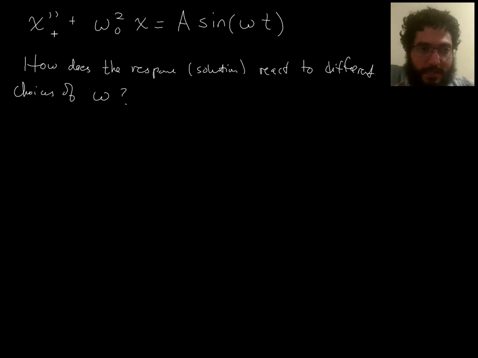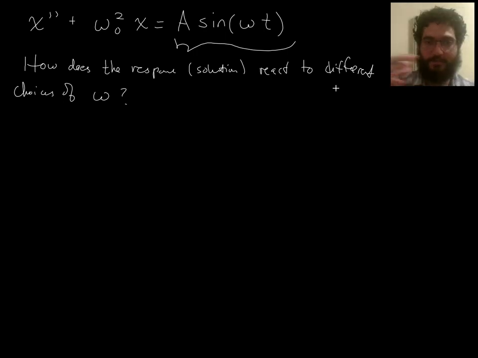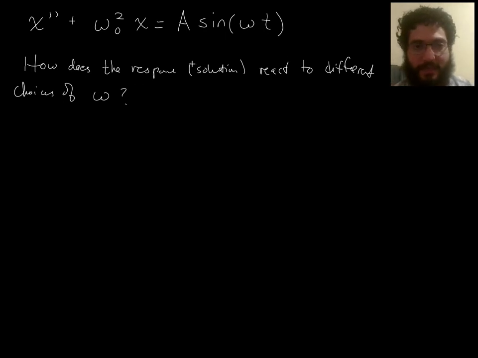So here is our setup. If I had a 0 over here, then this would be just a basic harmonic oscillator setup. But instead of 0, I'm putting this forcing frequency, this push and pull, this forcing term. And the angular frequency of the forcing term is omega. And my main question is, how does the response of the system, also known as the solution of the system, react to different choices of omega?